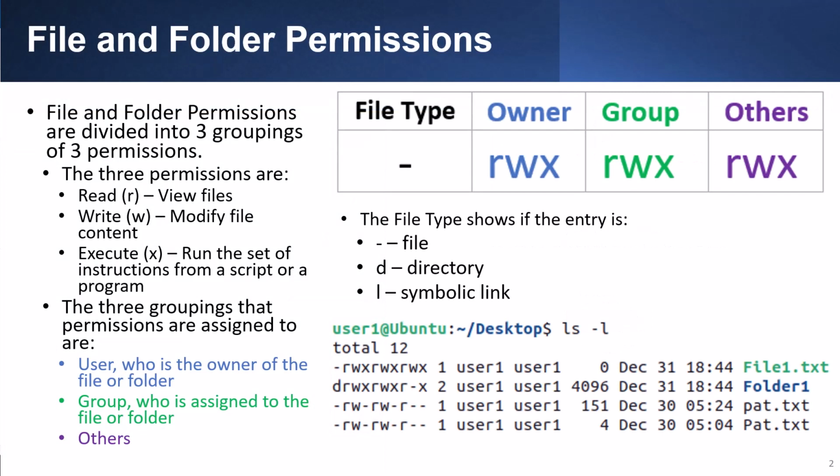File and folder permissions are divided into three groupings of 3 permissions. The 3 permissions are read, which allows you to view files, write, which allows you to modify file content, and execute, which allows you to run the set of instructions from a script or a program. The 3 groupings that permissions are assigned to are user, who is the owner of the file or folder, group, who is assigned to the file or folder, and others.